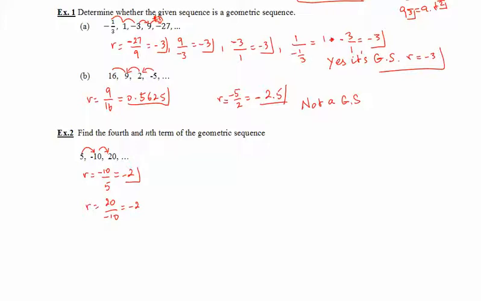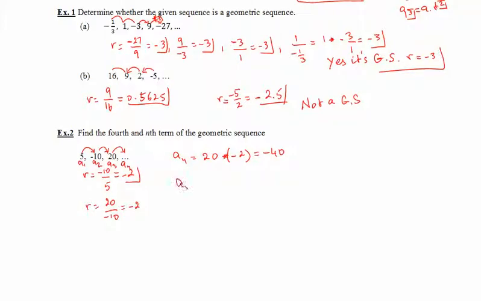So for the fourth term, all I need to do, since this is a1, this is a2, and this is a3, is to say a4 is, you take the last term, 20, times minus 2. So basically it's negative 40. And the fifth term will be minus 40 times minus 2, and so on.